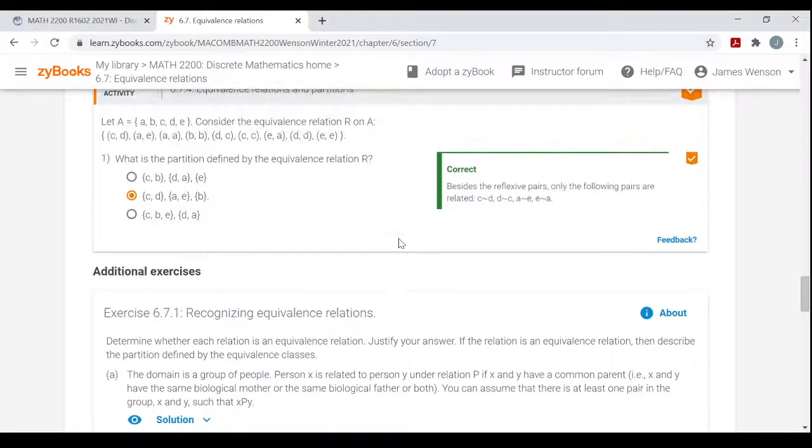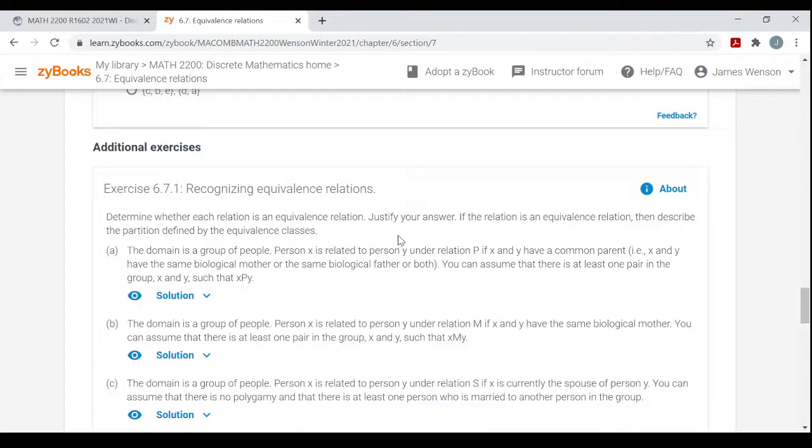Alright, hopefully this video is a reasonable guide. It gave you a little introduction to equivalence relations, and brought partitions back and talked about those again. Hopefully it's a nice guide for you when you work on the 6.7 stuff on your own.